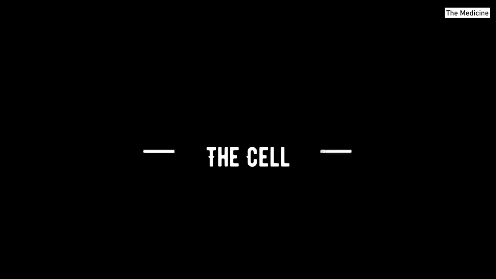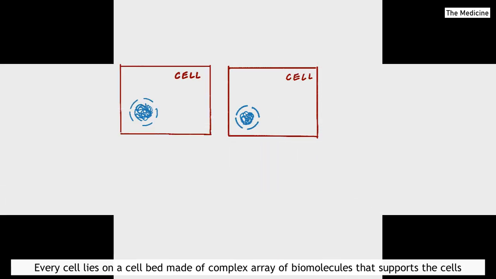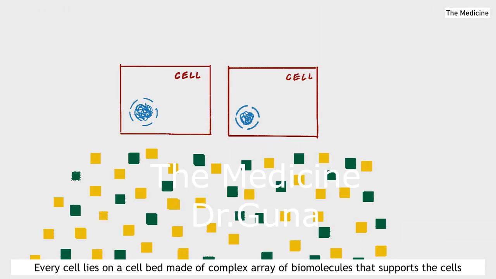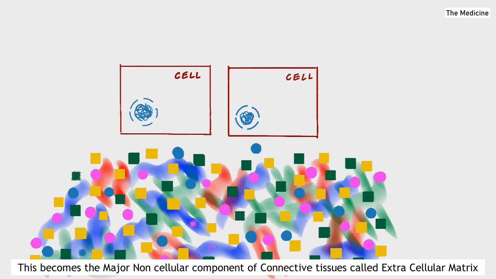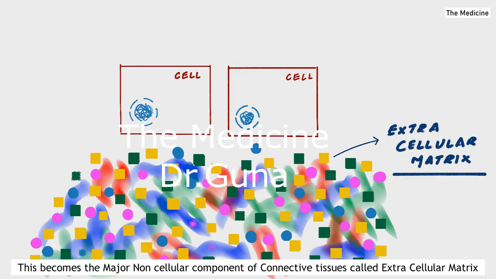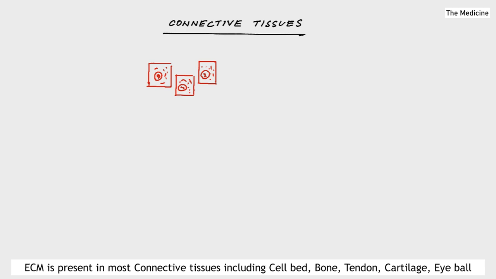Let's start the cell series. Topic: extracellular matrix. Every cell lies on a cell bed made up of a complex array of biomolecules that supports the cells. This becomes the major non-cellular component of connective tissues called extracellular matrix, also called ECM.